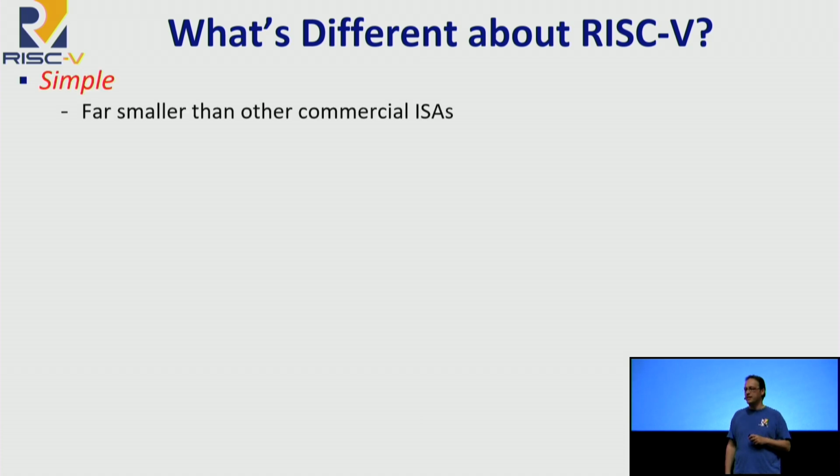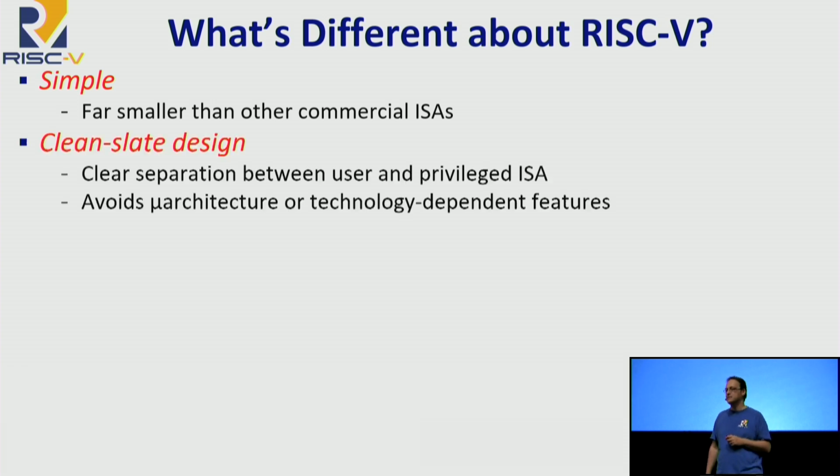But some things that are different: it's very simple. And there are many things out there called RISC right now which are not that simple. But RISC-V was designed to be very simple, and it's far smaller than other commercial ISAs. We also have a very clean slate design. We try to avoid making any architectural decisions based on assumptions about the microarchitectural implementation style. There have been some classic older ISAs where the designers were fixated on in-order designs, or fixated on out-of-order designs, and consequently made the ISA less suitable for one or the other.